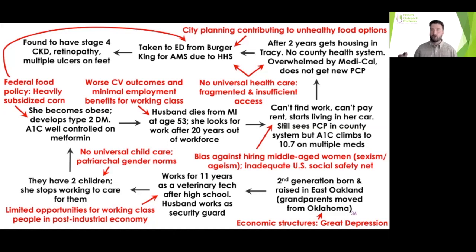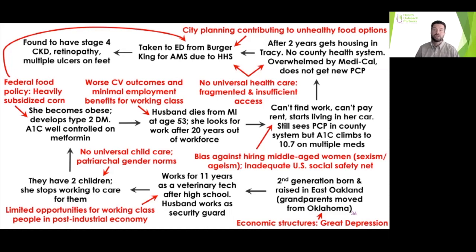Well, they came from Oklahoma during the Great Depression when economic opportunities moved a lot of people west. There were limited opportunities for working class people, especially if she only has a high school diploma. There's limited opportunities for working class in this post-industrial economy. Somebody mentioned gender norms. There's no universal childcare. That would be a structure, but also the patriarchal gender norms.